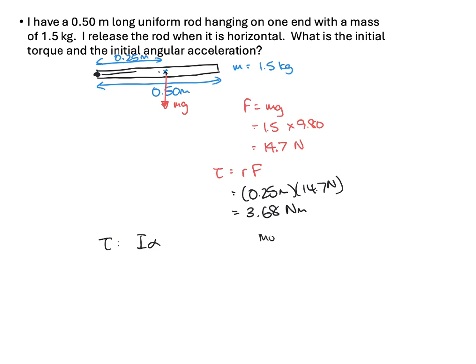The moment of inertia is that of a long uniform rod from one end. So it is 1/3 mr squared. Or more precisely, actually 1/3 ml squared. So 1/3 ml squared. I'll just erase this out now.